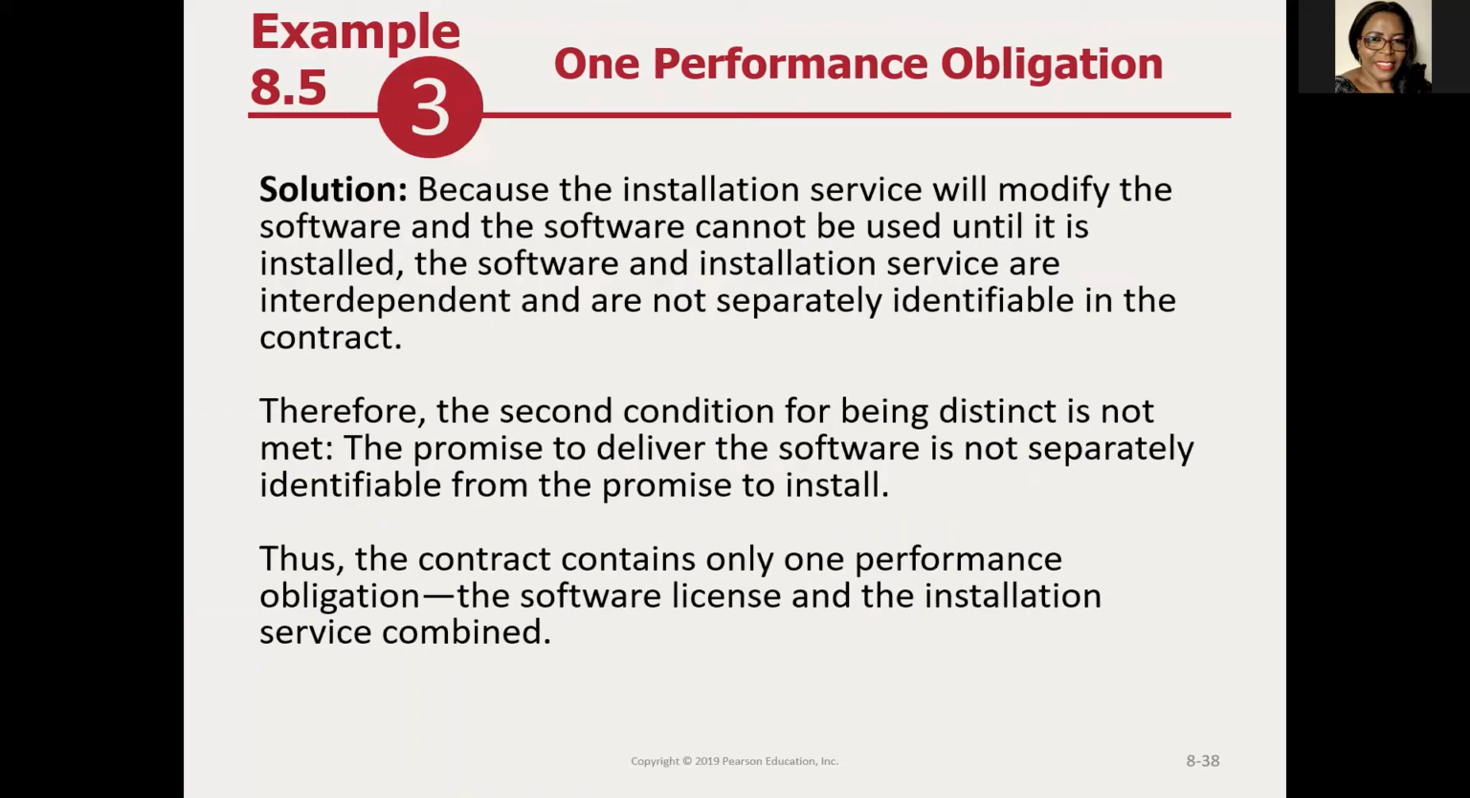Because the installation service will modify the software and the software cannot be used until it is installed, the software and installation service are interdependent and are not separately identifiable in the contract. Therefore, the second condition for being distinct is not met. The promise to deliver the software is not separately identifiable from the promise to install. So the contract contains only one performance obligation, which is the software license and the installation service combined.